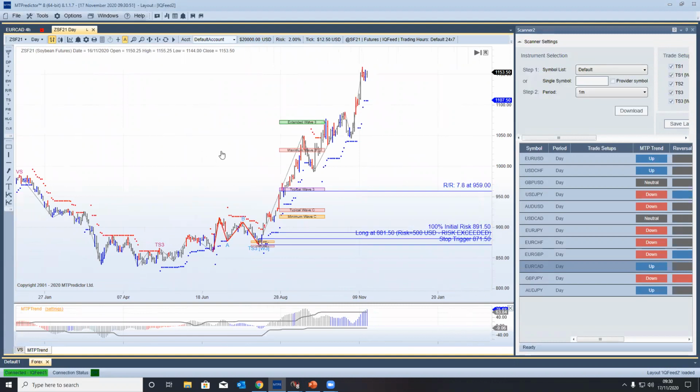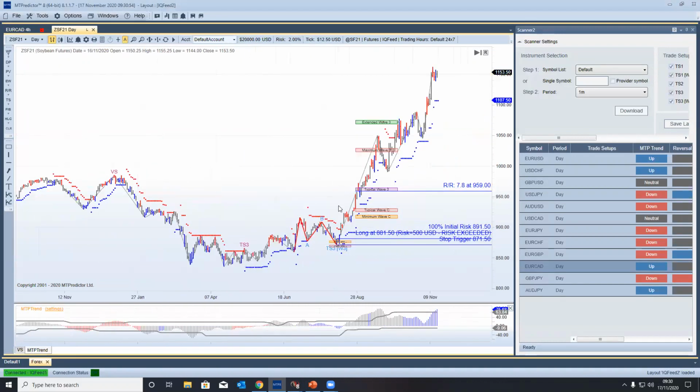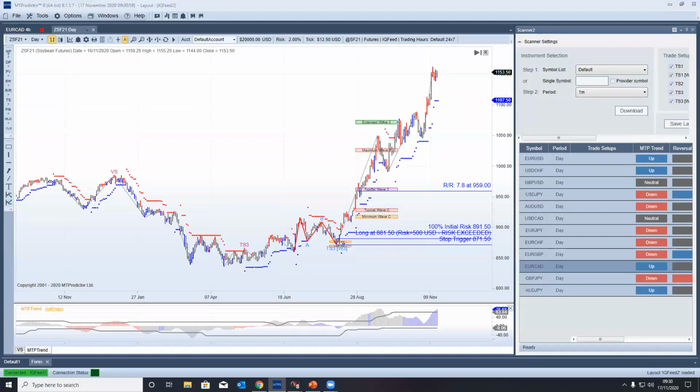So it's still going up beautifully. Yeah, that's a great long trade setup there. So well done, Philippe. Caught that well.